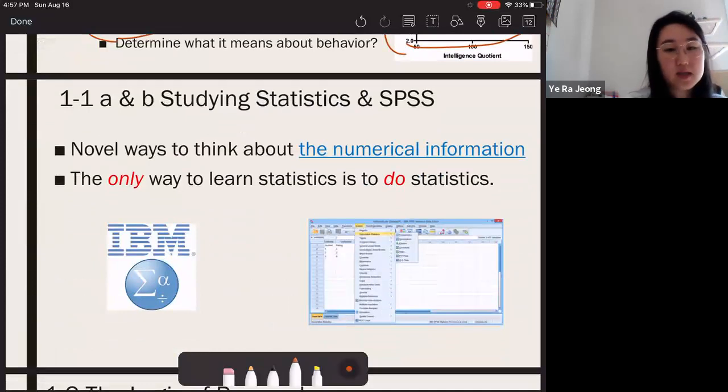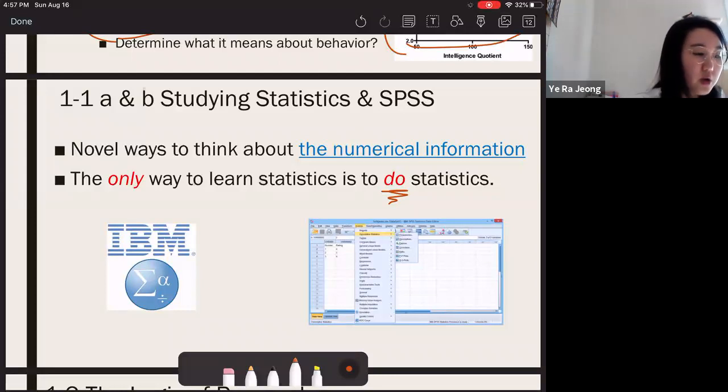So basically, statistics is a way to think about numerical information in a new, different way with real human data. And the best way to learn statistics is to do statistics, to run statistical analysis, to find ways to organize, summarize, and interpret the results using statistics.